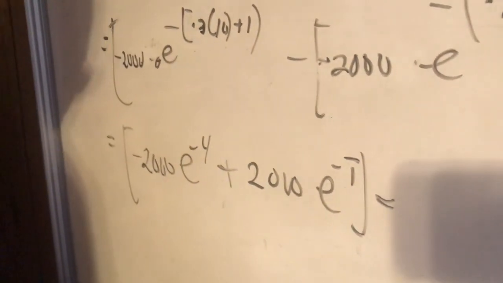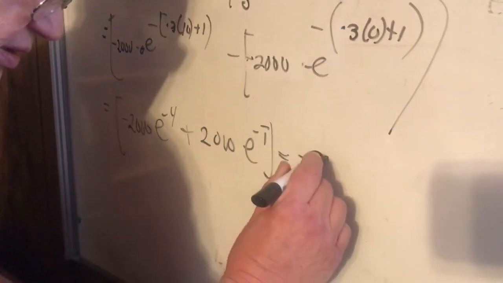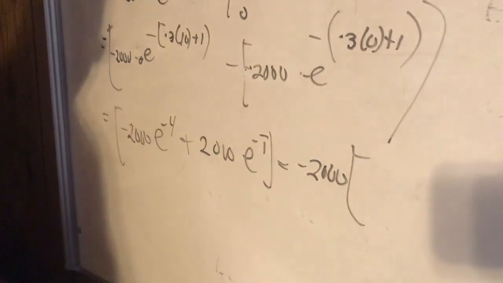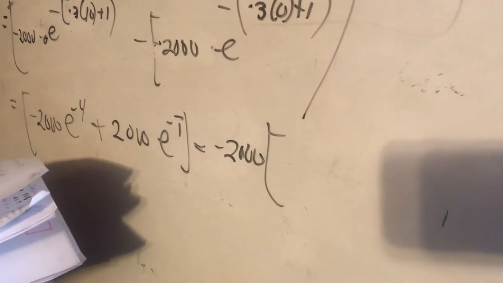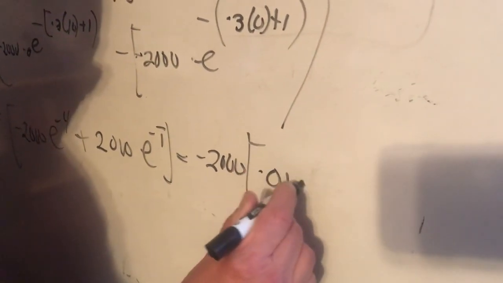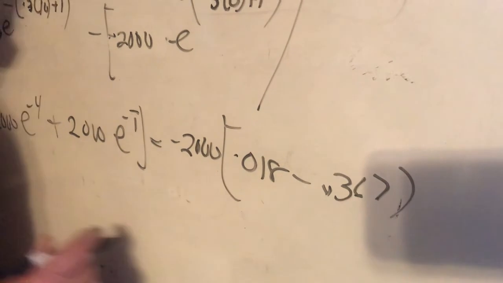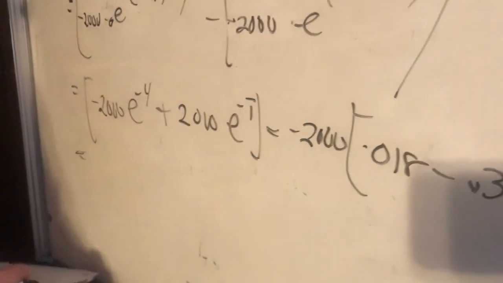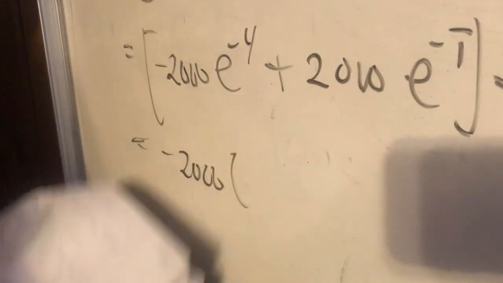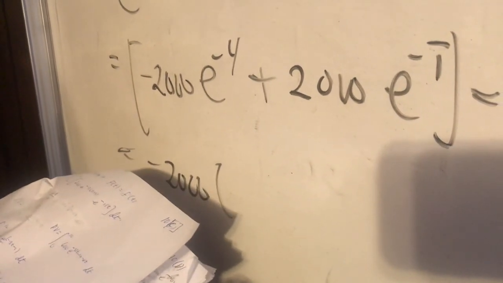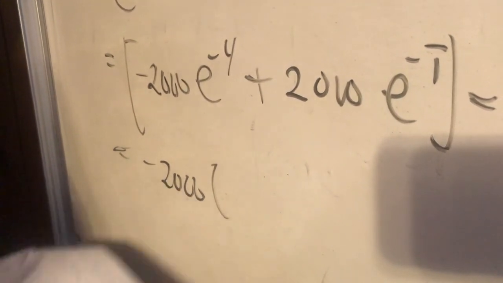And that's going to be equal to, I'm going to pull the 2,000 outside to make it easier on myself. I factor out the 2,000. And e to the minus 4 is 0.018 minus 0.367. That becomes minus 2,000 times minus 349.